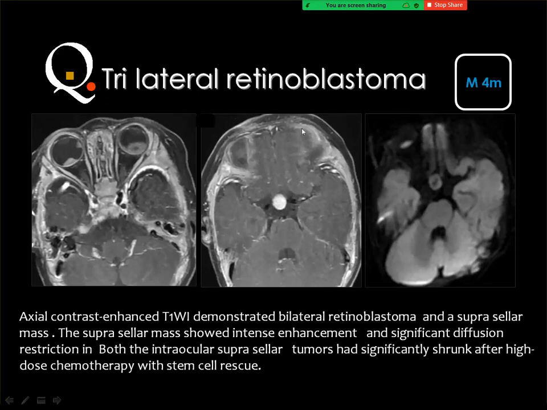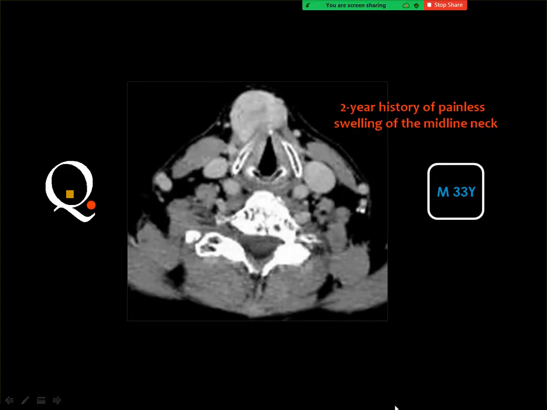And you know also there is a collection of lesions that are known as quadrilateral retinoblastoma. Whenever you see two masses in the globe, a mass in the suprasellar area and a mass in the pineal body region, this is quadrilateral retinoblastoma.